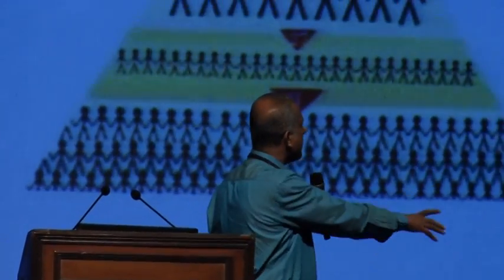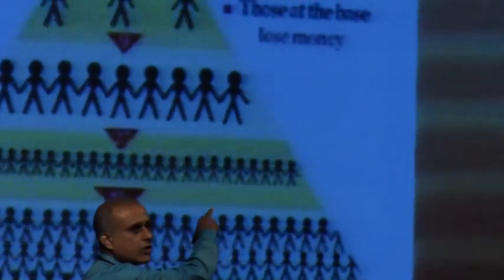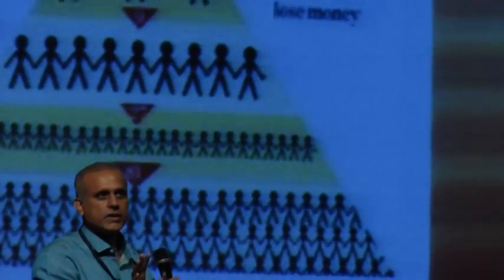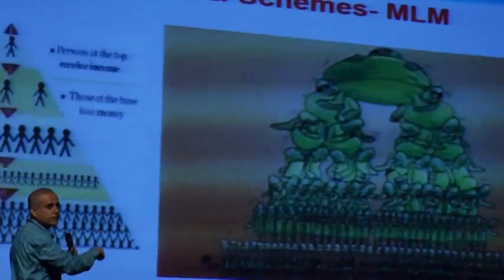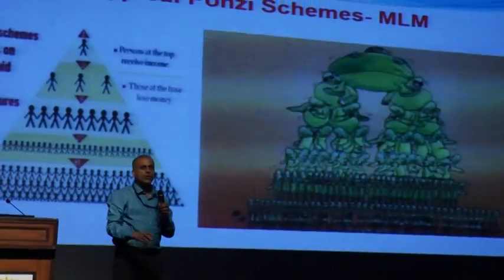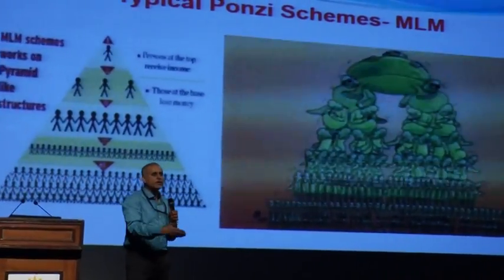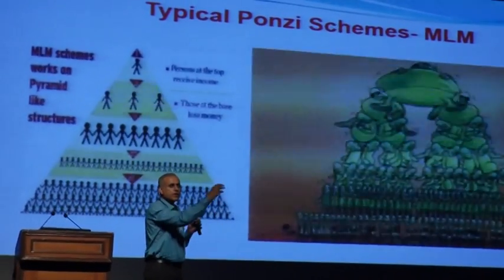Typically the scheme looks like this. There is a pyramid structure. As long as you are on the top, you are very fortunate, you are very lucky. But when you are at the bottom, the scheme can crash anytime. The basic principle is robbing Peter to pay Paul. As many Peters are joining, Paul will keep becoming thicker and thicker. So the scheme will operate as long as enrollment is there. The minute the enrollment stops, the scheme will crash.